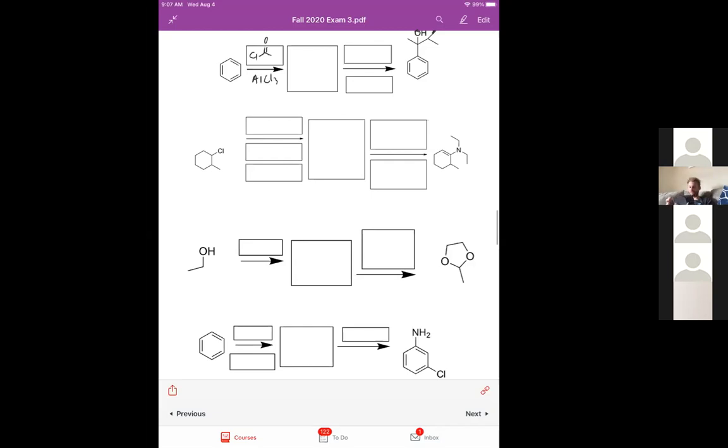If we do this acylation, now in order to get our product, we're going to need to add this isopropyl group here, most likely as a Grignard.